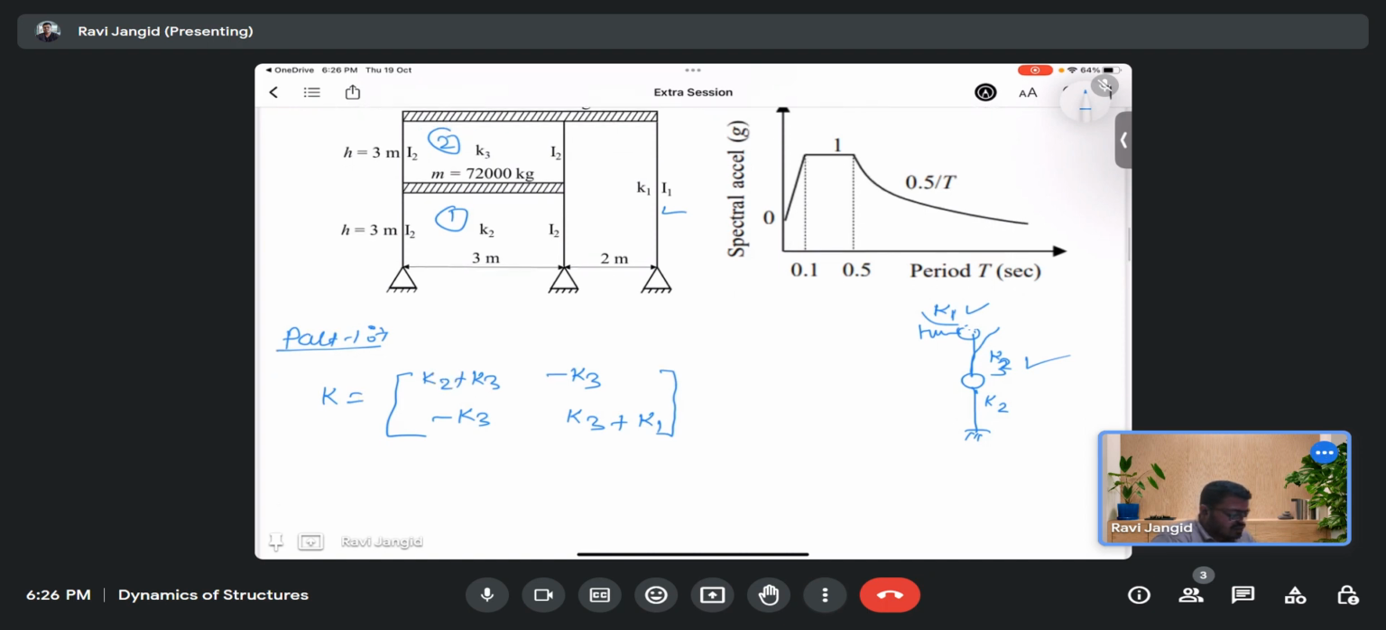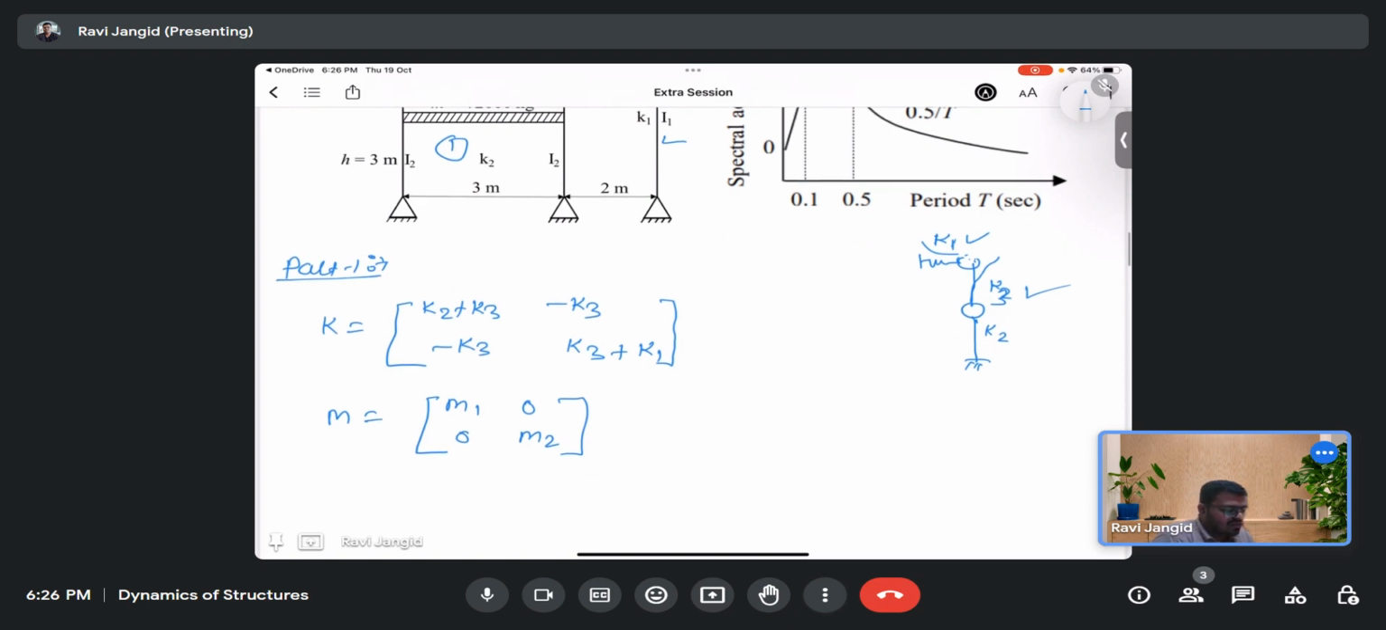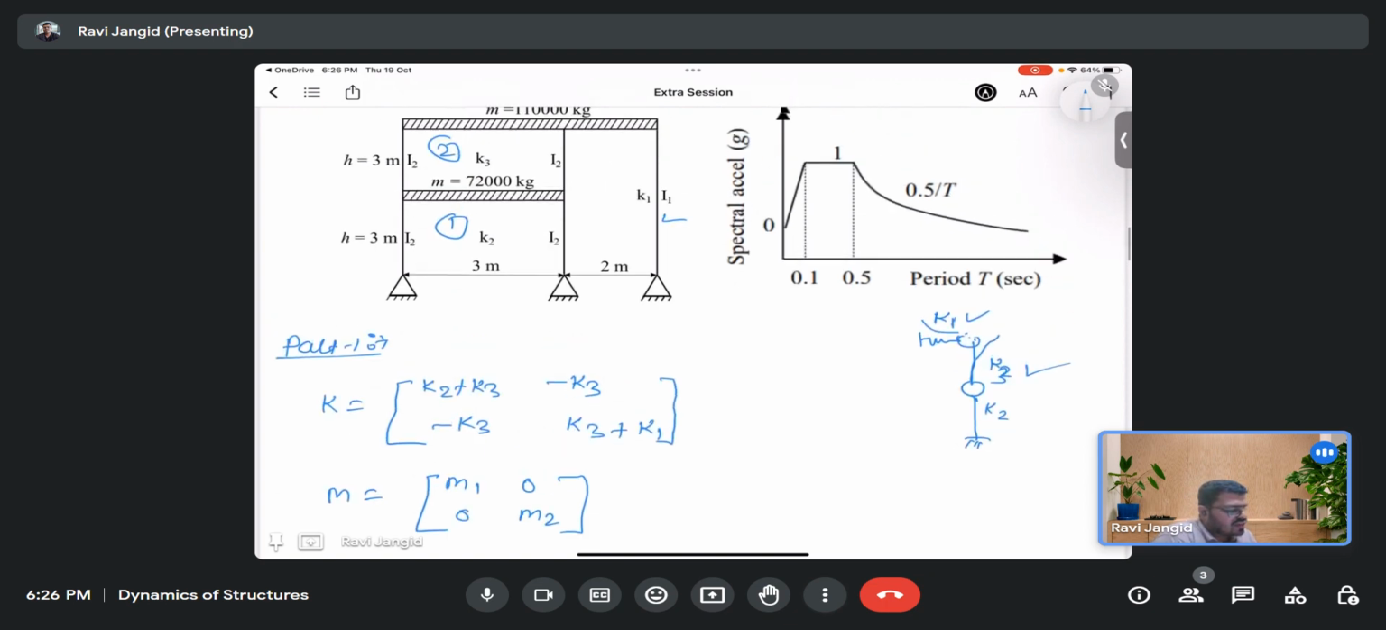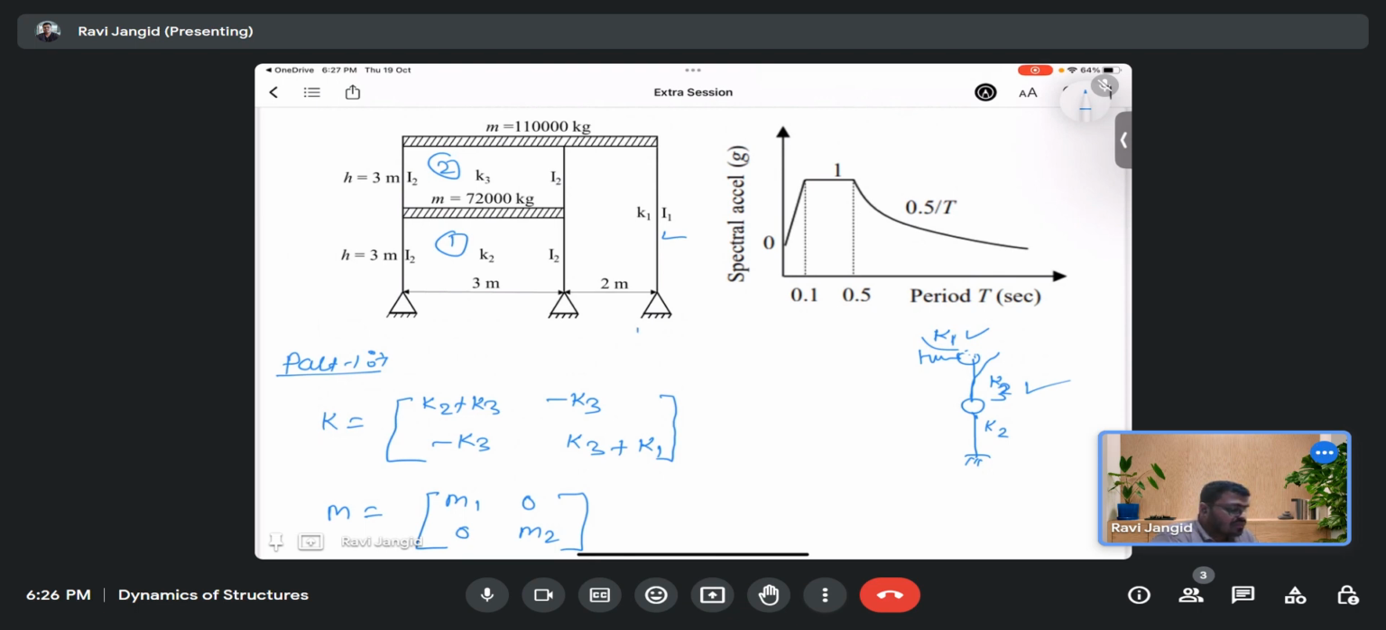Now for the mass matrix, it would remain the same as earlier, that will be m1 0 0 m2. So first we need to find out what my k1, k2, k3 are. As these are pin supported or fixed, for the pin supported we have the stiffness as 3EI by L cube. For the first story it would be 3EI by L cube, but for the second story, because rotation is not allowed at both top and bottom, it would be 12EI by L cube.